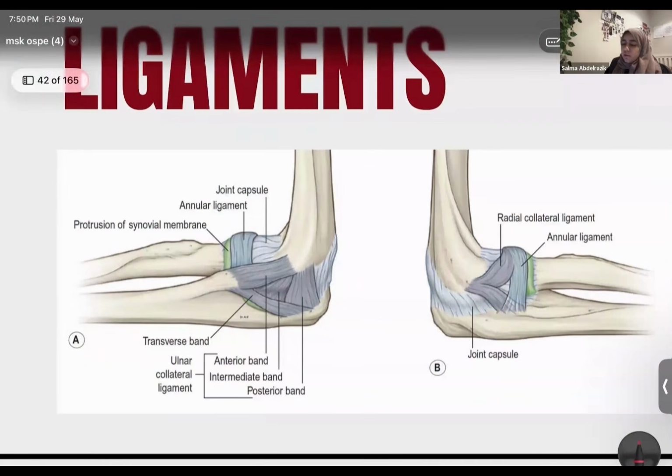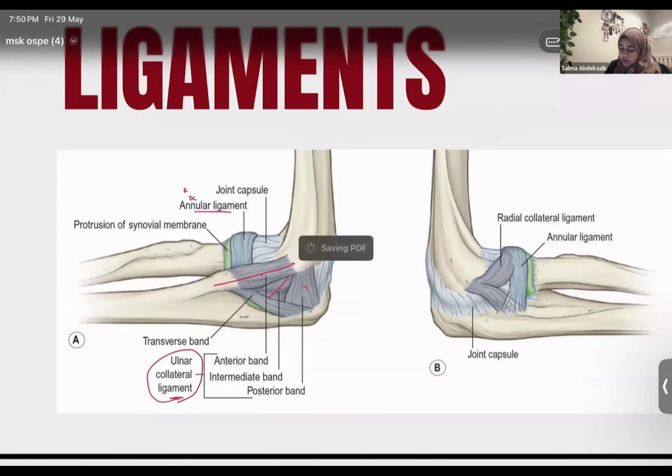We have ligaments. We have radial ligaments, ulnar ligaments, collateral ligaments, the annular ligament, capsules, and so on. The annular is not for the ulna, it's for the radius, by the way. Anyways, let's start with the ulnar collateral ligament. It's divided into three parts. Clearly, this is anterior, this is intermediate, and this is posterior.